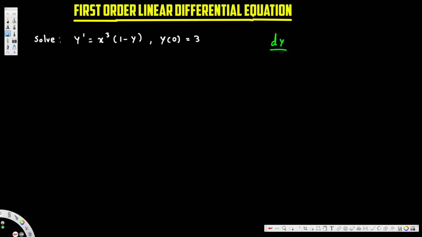We will have dy over dx plus p of x multiplied by y, and on the other side we will have q of x. So we have to have dy over dx right here. Y prime is dy over dx, and after that we have to have a function of x multiplied by y. But here you can see the function of x multiplied by y is on the other side of the equation, so we have to bring this to this side. In order to do that, first I'm going to multiply this x cube by 1 and y. In that way we can bring it into this pattern.